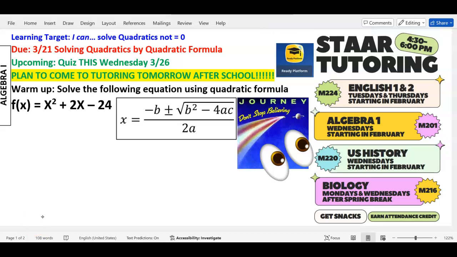What are you doing tomorrow after school? Mr. G's Algebra 1 STAR Tutoring, with free snacks, of course, right? Again, free snacks. Do any of y'all need hours for being absent? Free hours. Free snacks. Free math. Free fun.